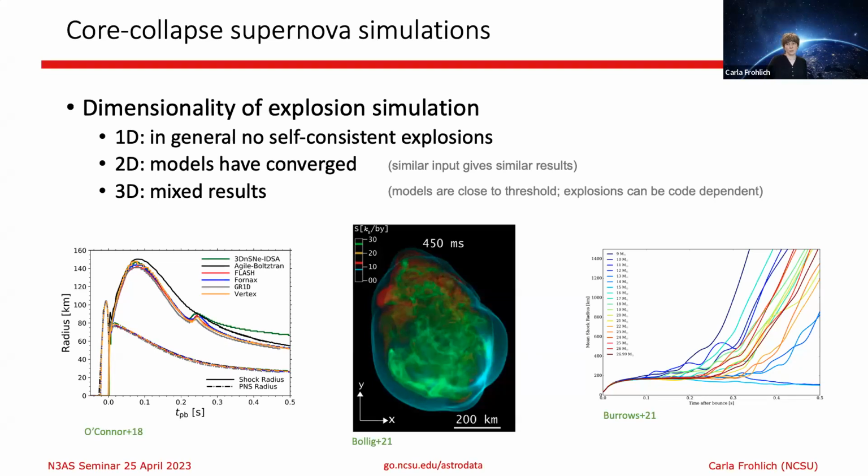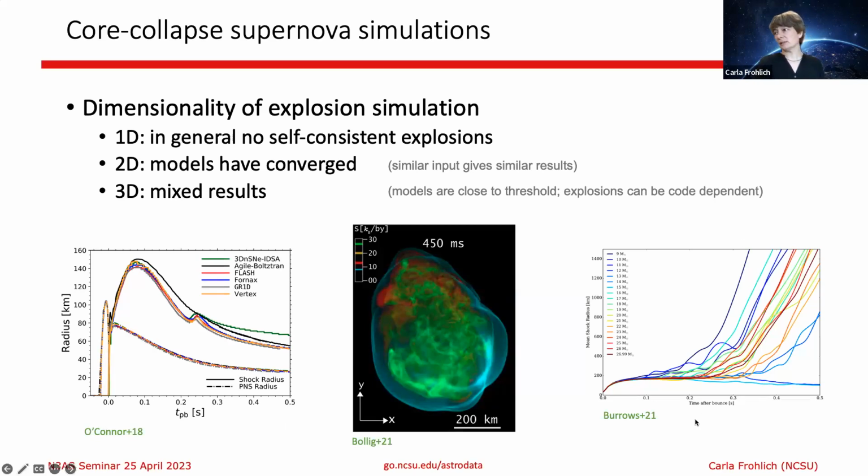In 2D, we are moving in that direction, that similar input gives similar results. And in 3D, we're still, as a field, as a community, there are many models close to explosion thresholds. Whether a model explodes or not can be code dependent. The problem, as I said earlier, and is depicted in the middle panel here, is inherently not spherically symmetric. So we really need 3 dimensions. And it's also a computationally expensive problem.